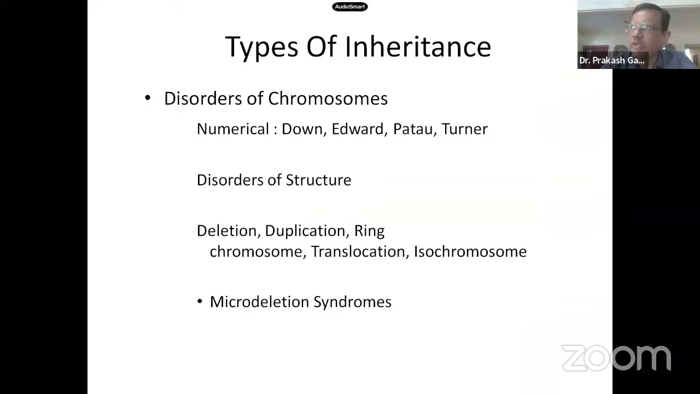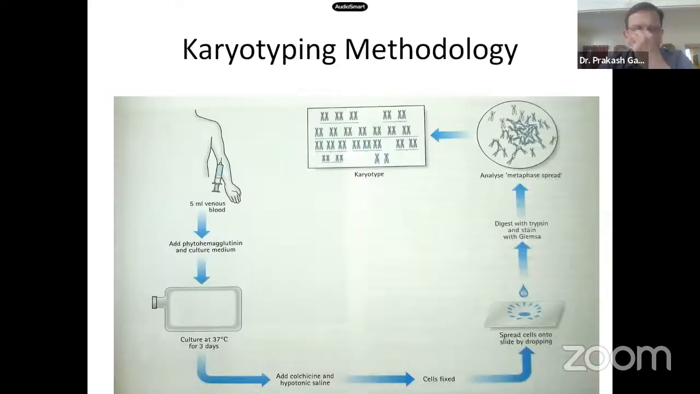As I said, on every chromosome there are around 1,000 genes. So a deletion of even a small part can involve, say, 20 or 30 genes, which can play havoc with the clinical condition of the patient and may be responsible for a serious disorder. And even 20 or 30 genes we cannot make out through a microscope. That is why these are the microdeletion syndromes. All these are types of chromosomal disorders. And the basic technique that we have to study chromosomes is karyotyping.